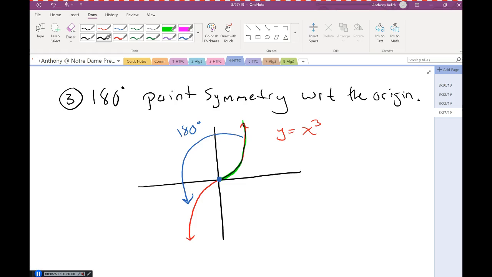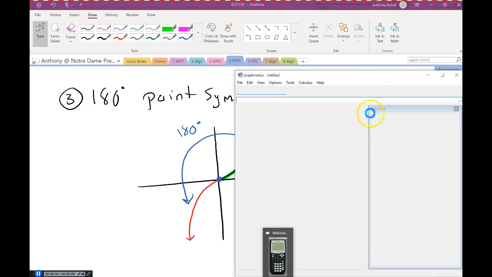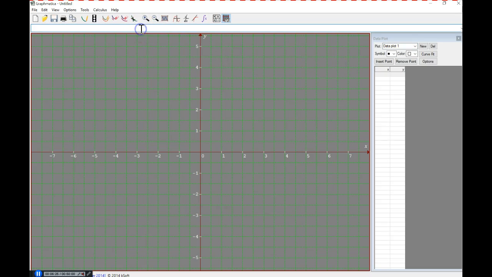Now, what if it's really close but not exactly symmetric? Would you be able to tell the difference just by looking at the picture? Probably not, right? Let me show you a quick example of what I mean. So let's say that the right-hand half of my graph is just y equals x squared.